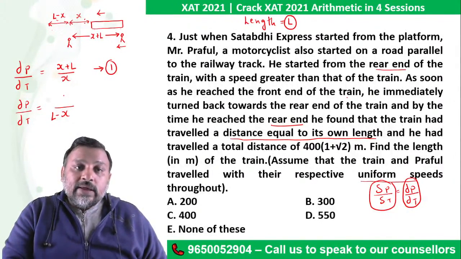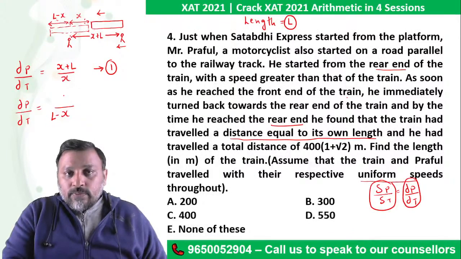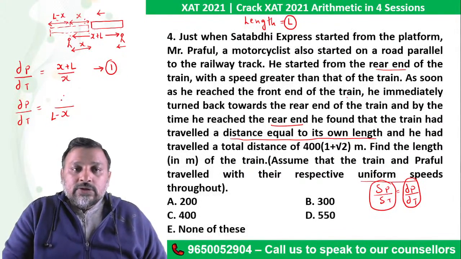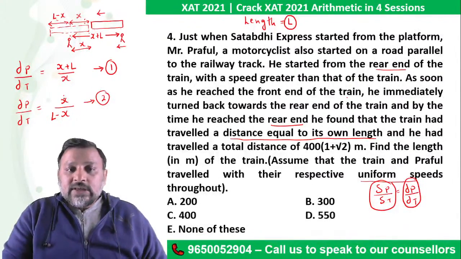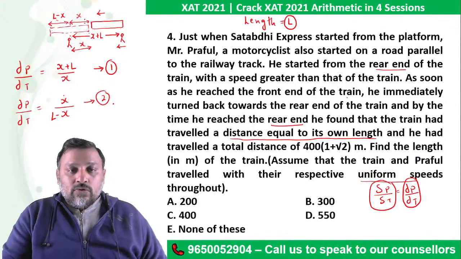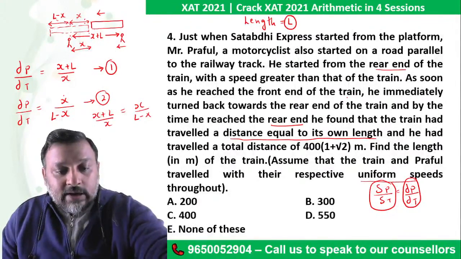See, if the train covers L minus x, the train will come here to this position. So Praful is at this point, and Praful also has to come to the rear end, so Praful needs to cover how much? x only. So this is the distance covered by Praful. So this is the second equation. Now just equate these two values. So if I equate these two, what you'll get is x plus L by x is equal to x upon L minus x. See guys, I am just hiding myself so that I get enough space to write.